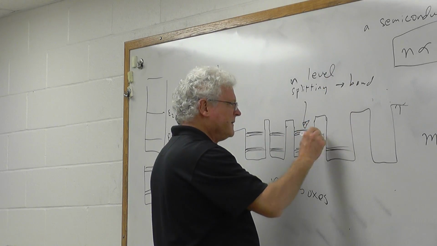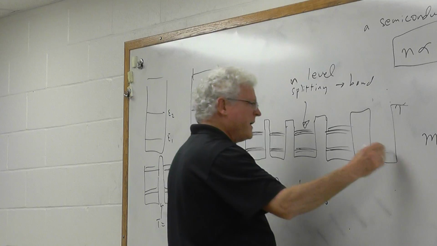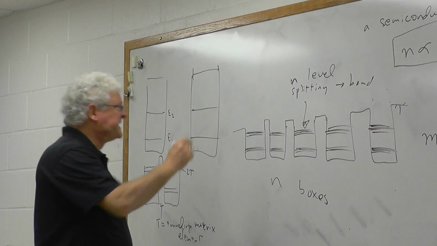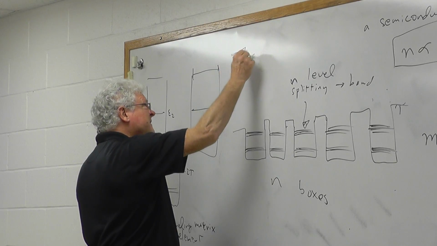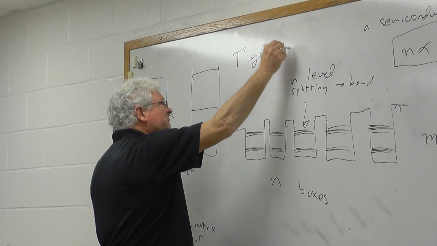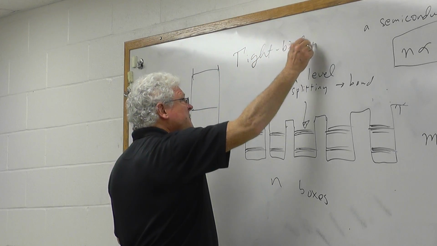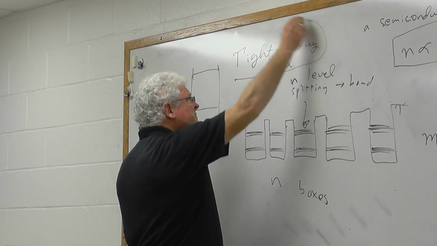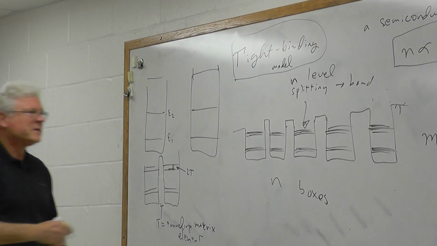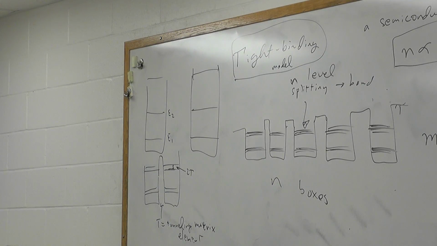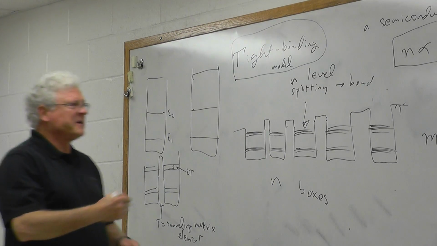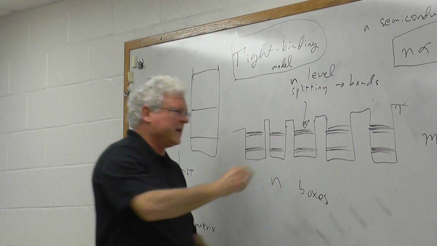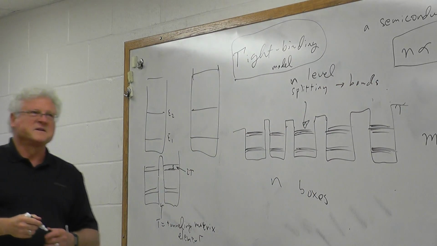So this would be the way bands would come about in a model that's called the tight binding model. And actually that's a good way to describe, particularly, the core electrons, and even in silicon and things like that.